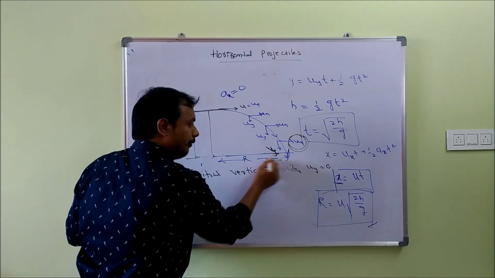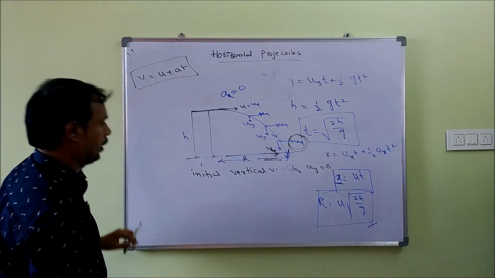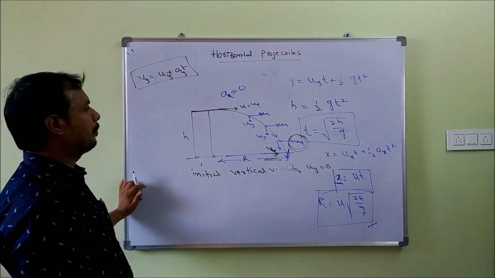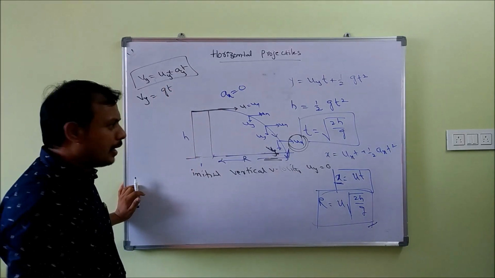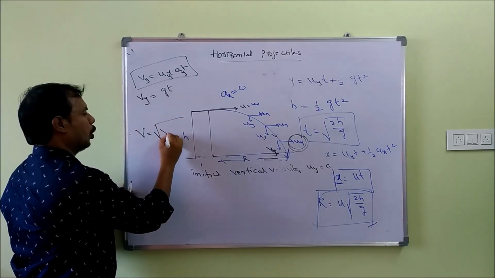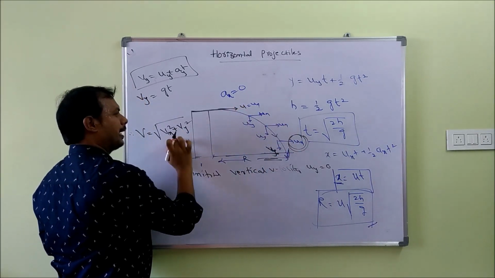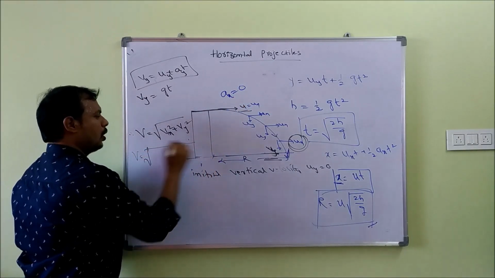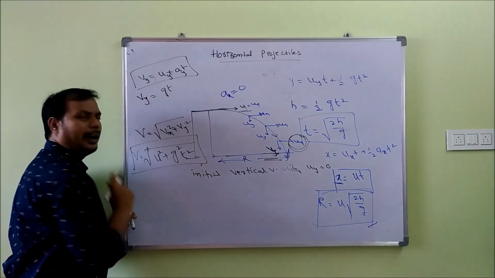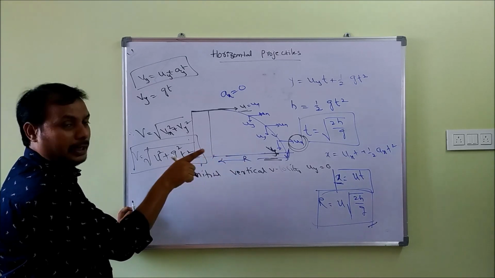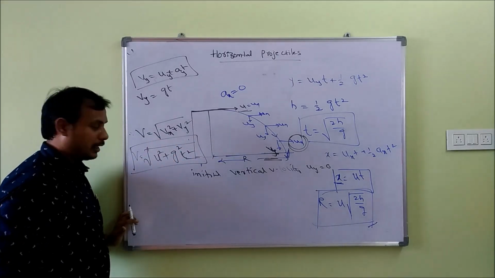So what is the final vertical velocity? I am calculating, v equals u plus at, the first equation of motion. With respect to the y-axis, vy equals uy plus ay t. The initial vertical velocity is 0, ay equals g, so vy equals gt. Therefore the final velocity v equals root over vx square plus vy square. Vx, the initial velocity, has no change, so vx equals ux equals u. Therefore v equals root over u square plus g square t square. This is the final velocity of the projectile when it impacts the ground.